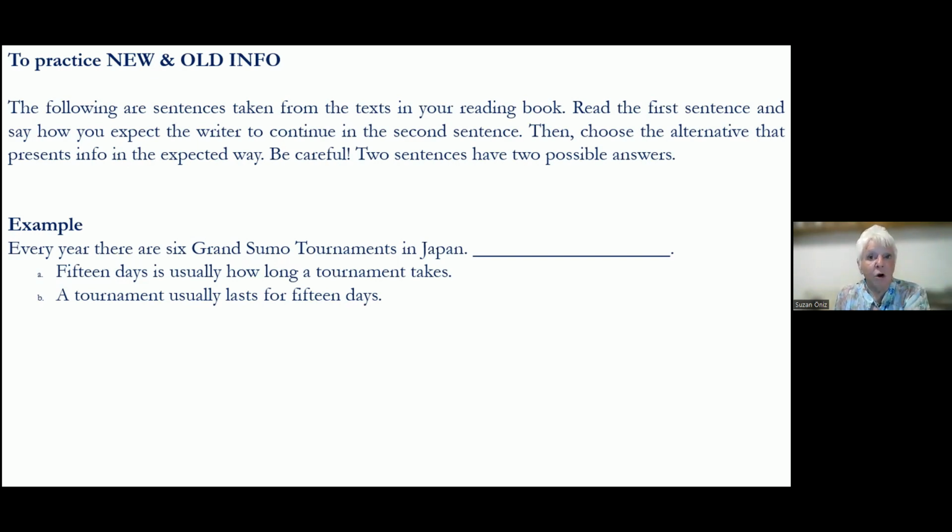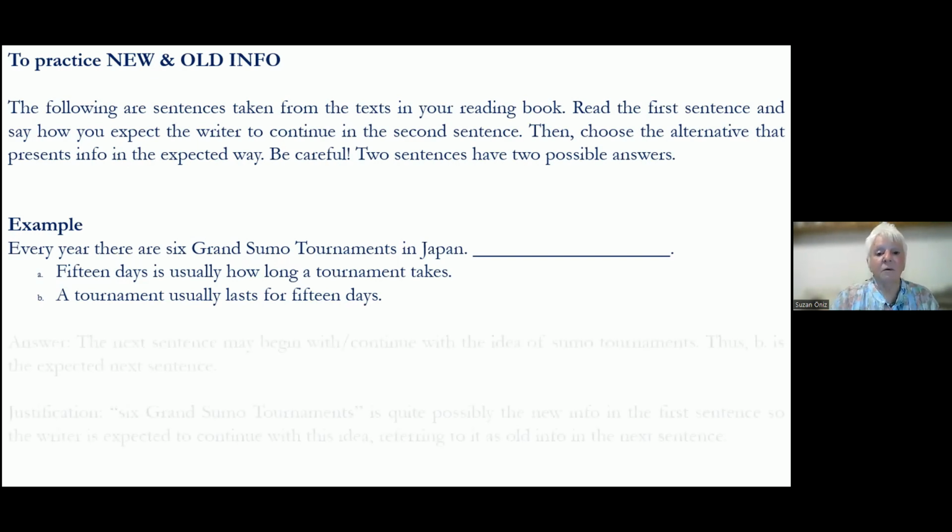So it's a new concept at the beginning of a sentence without ever having been mentioned before. It's not something we prefer to do. So let's have a look at B. A tournament. Okay. Tournament usually lasts for 15 days. Okay. This is now all right.